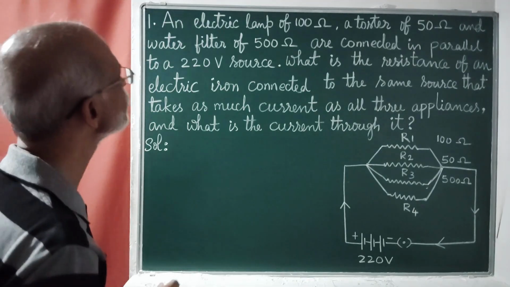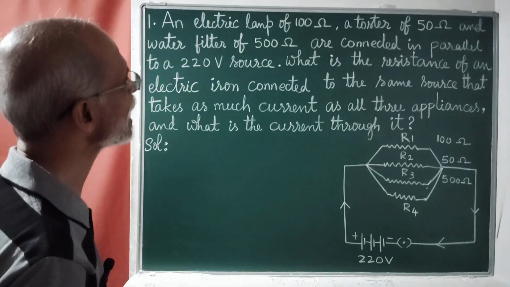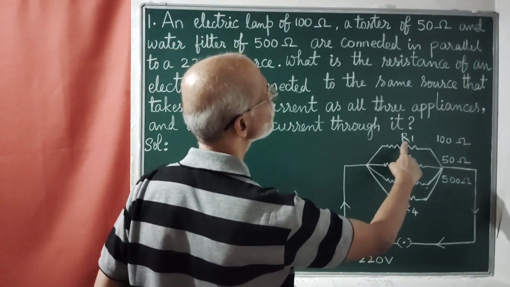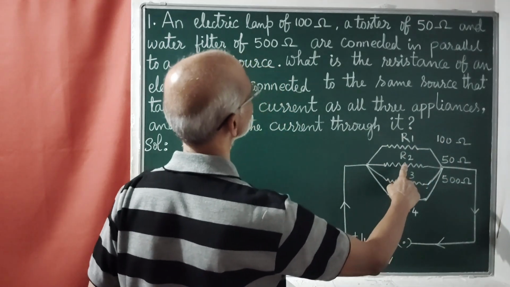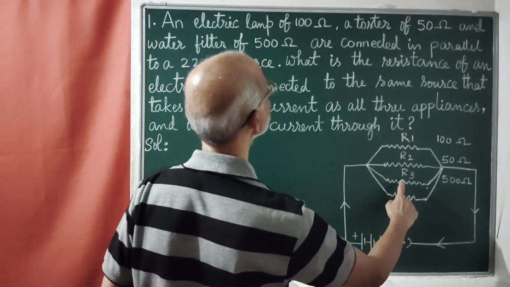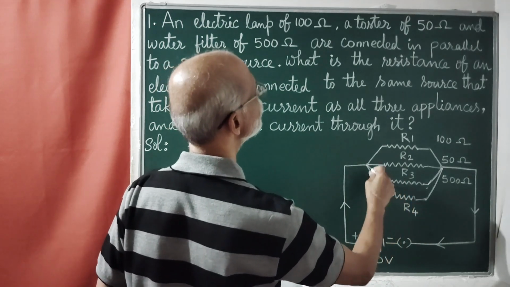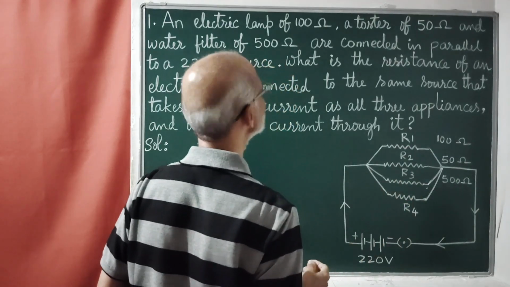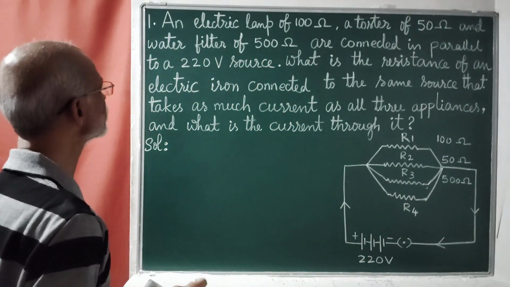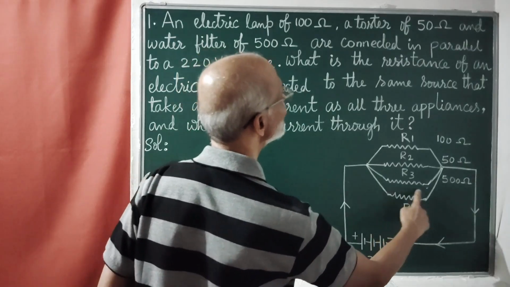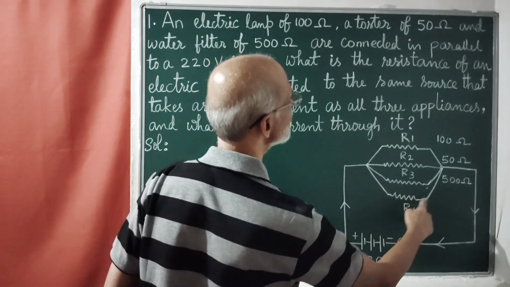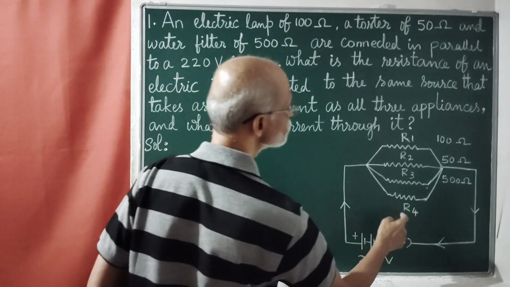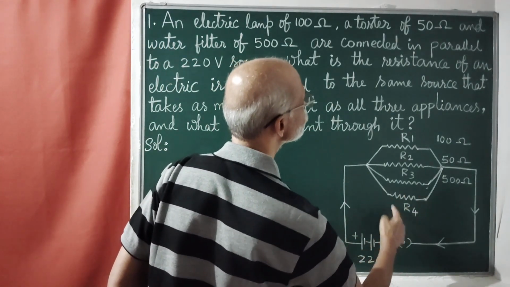So here we have got an electric lamp, a toaster and a water filter. This is the electric lamp of 100 ohms. It is the toaster of 50 ohms. This is the water filter of 500 ohms. All these three are connected in parallel. There is one more, R4, the electric iron. It's also connected to the same source. You have to find out the resistance of the electric iron, that is the R4 value.